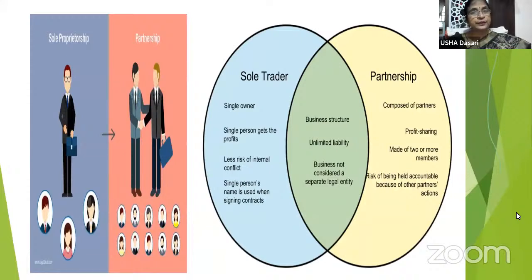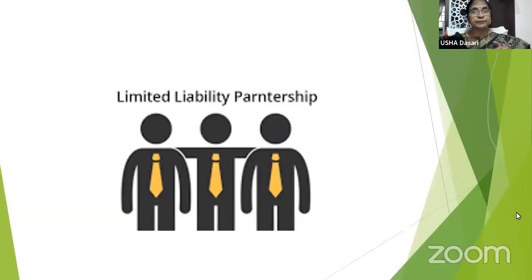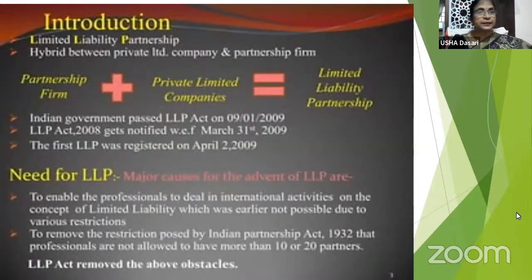This slide will give you the complete difference between the sole proprietary concern and the partnership concern, and the middle one describes the common features. Because of this, the next form of business organization came. Now let us discuss the third form of business organization that is recently introduced, that is called the LLP, meaning Limited Liability Partnership. You can see how this limited liability partnership business has come into existence.